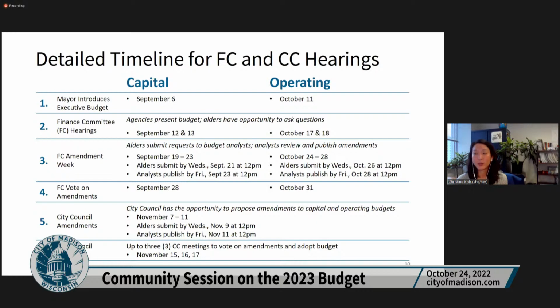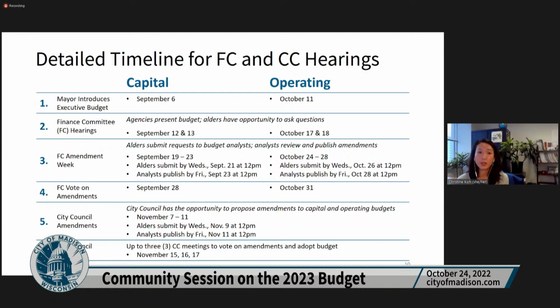Alders can submit requests to amend the budget either by adding new projects, reallocating funding, or removing funding for specific projects or services. We are currently in the amendment process for the operating budget. Amendments are due by the middle of this week, and we'll publish amendments by the end of this week. And then step 4 is having Finance Committee deliberations on amendments.